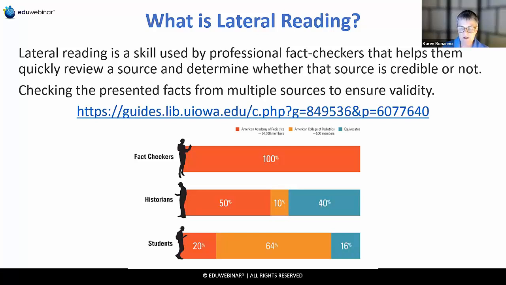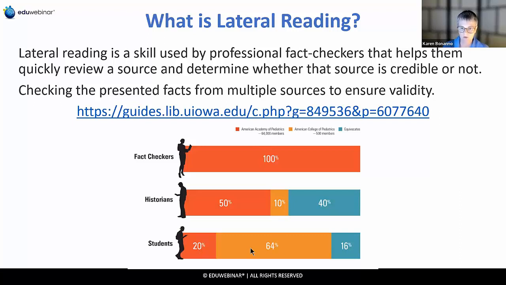Now, what they did, they got a group of these people together and they asked them to look at two different websites, and the websites were the American Academy of Pediatrics and the American College of Pediatrics. And they asked them to investigate and explore these sites to verify the credibility of these sites. The interesting thing is the students, only 20% verified the correct site.